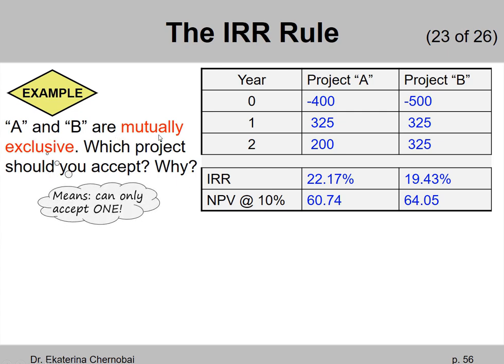Because A and B are mutually exclusive, it means we can only pick one project, even if both look acceptable, right? Now, we are given the IRR and the net present value for each. So let's see which project would be picked based on the IRR criteria.